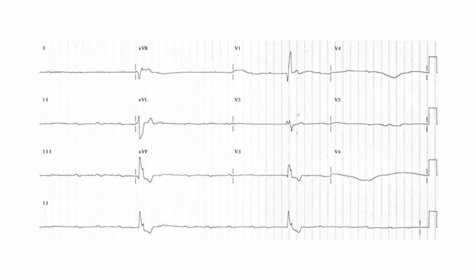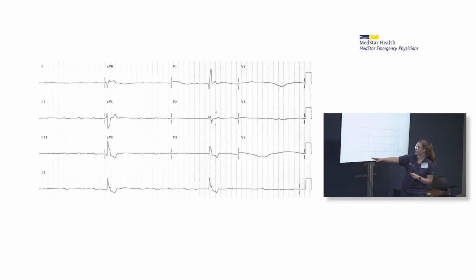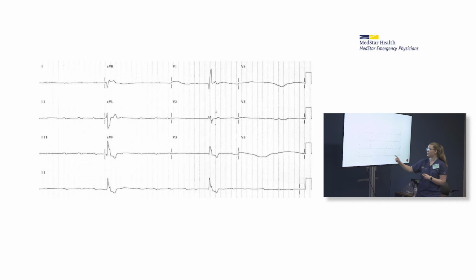All right, this is just another example, giving you a look at a rhythm strip of complete heart block, where the P waves are occurring at a set interval and your QRS is occurring without any association with the P waves whatsoever.